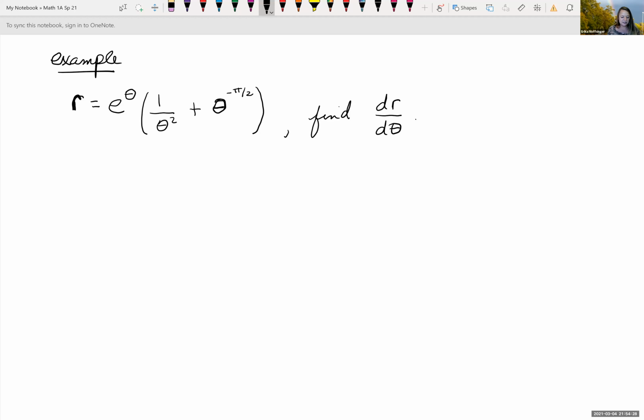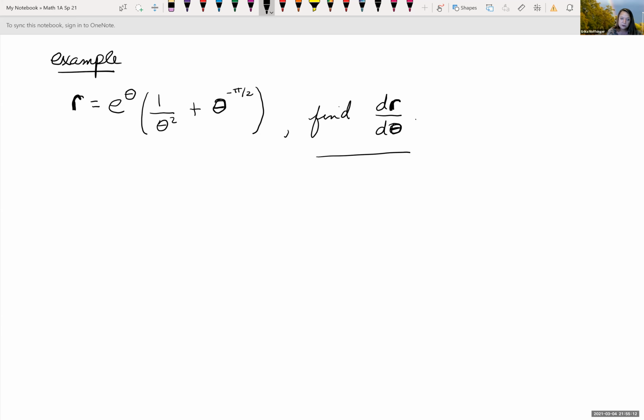Okay, so now let's look at some of the rules that we've learned and throw this together and try to take the derivative. We're given a function r in terms of the variable theta, and r is equal to e^theta times the quantity 1 over theta squared plus theta raised to the negative pi halves. It wants us to find the derivative of this function, and we talked about function notation. One way was dr/d theta: d of what the function is called, instead of f it's called r, all over d of the variable the function is in respect to, which is theta in this case.